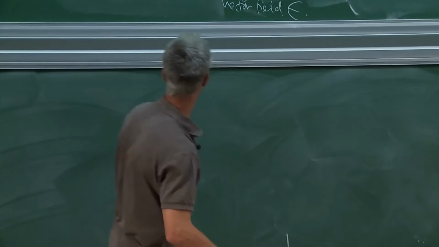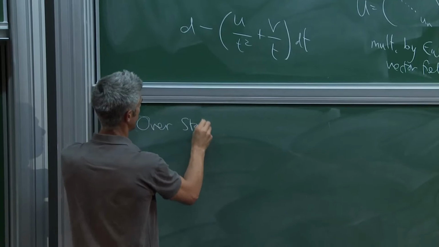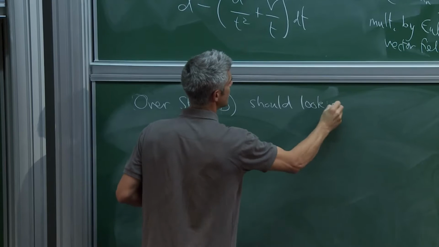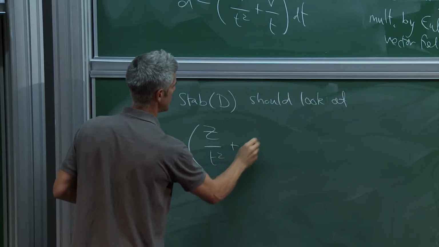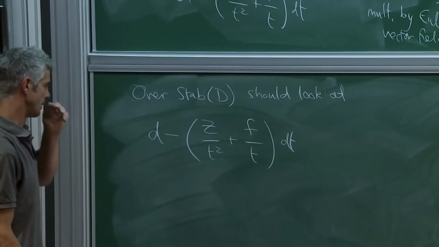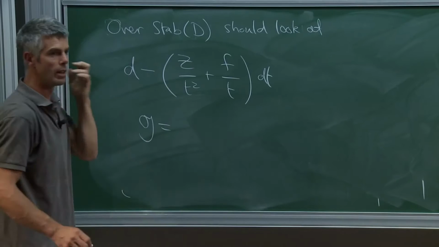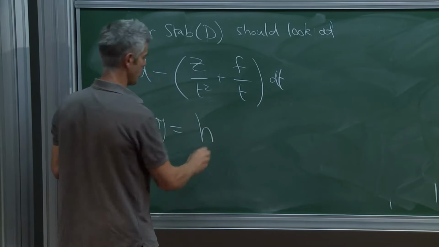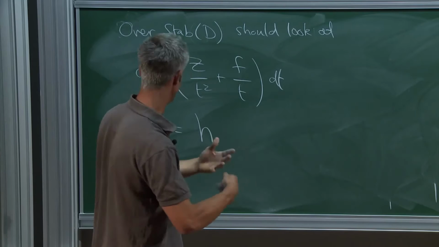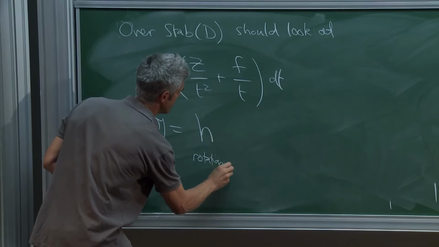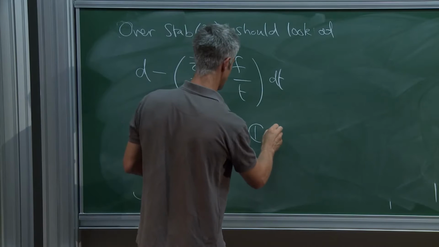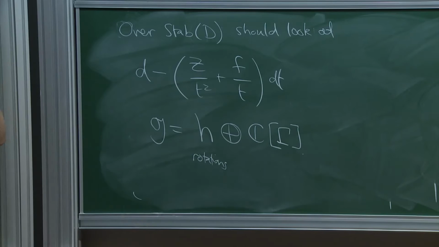So let's just speculate what we might have over Stab of D. We should look at a family of connections like this on P^1, where now this group is this much bigger thing. So let's just think about the Lie algebra of this group. That's going to be symplectic vector fields on my torus. This has a bit you can think of as the Cartan, which is infinitesimal rotations, and then you have functions, Hamiltonian vector fields. These are given by functions on this torus, or the group algebra of this lattice.